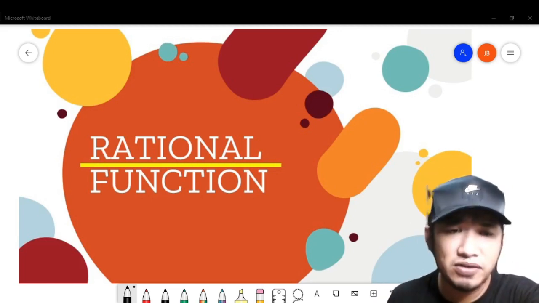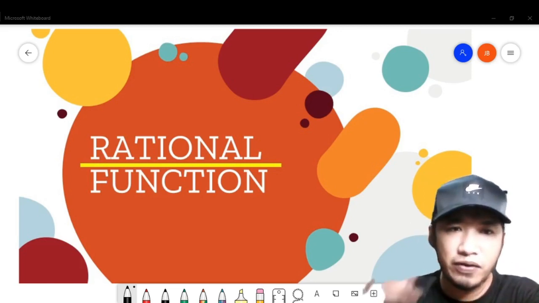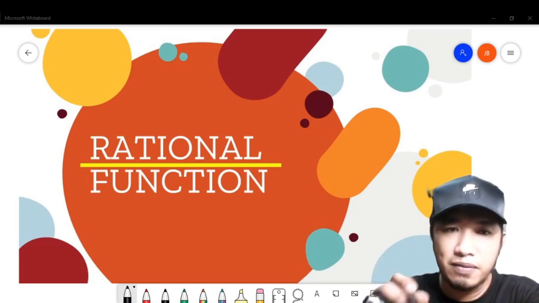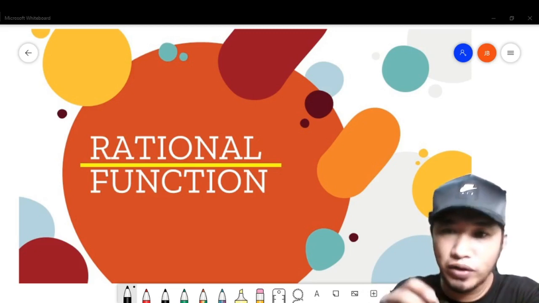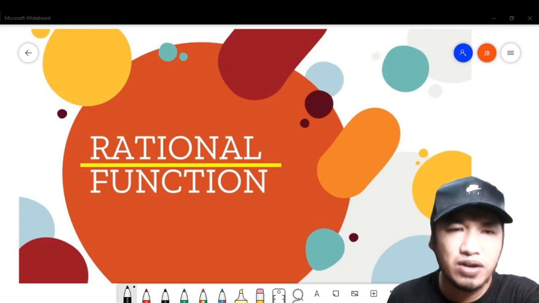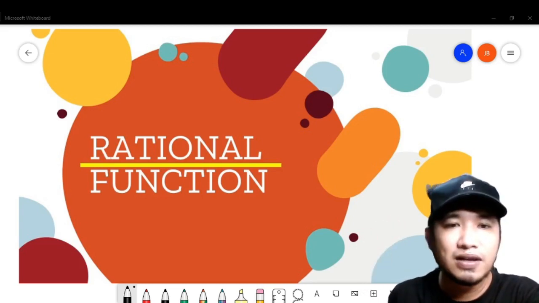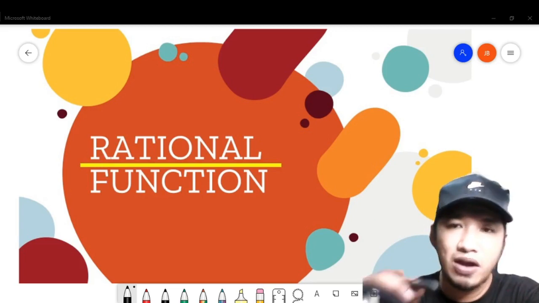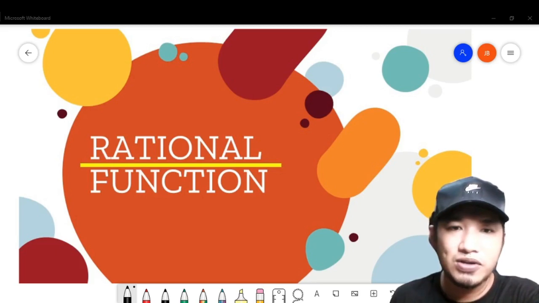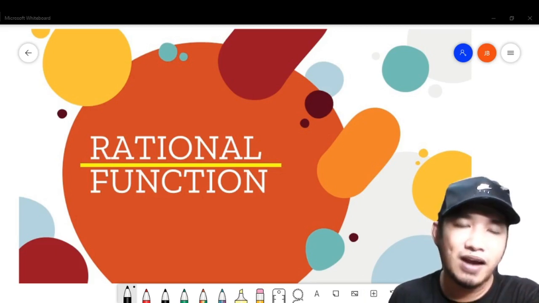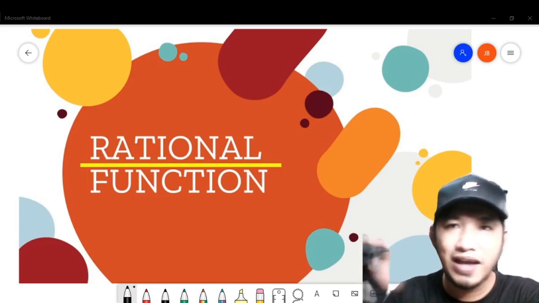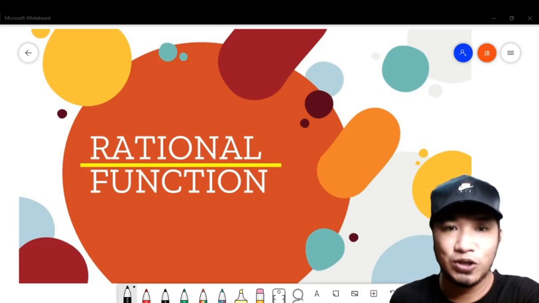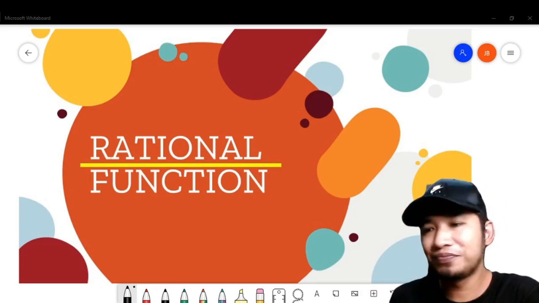Right, so our topic is all about rational function. As you observe in our title, it has a line between the two words. So what comes to your mind? What is the mathematical form that has a line in the middle? Okay, so fraction, right? A fraction has a line in the middle, a number on top, and a number on the bottom. And that is a fraction.